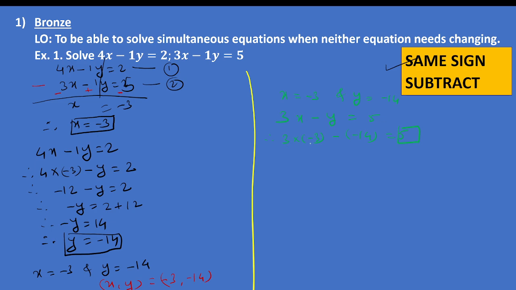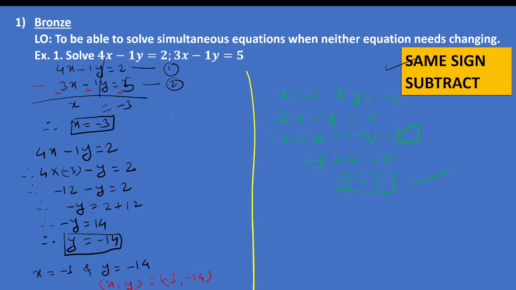So 3 into minus 3 is minus 9, minus into minus 14 is plus 14. Right hand side I'm still writing 5 as it is, and in the left hand side now I'm having minus 9 plus 14, which is plus 5. So now on both sides I'm getting 5. So hence we got the correct answer.